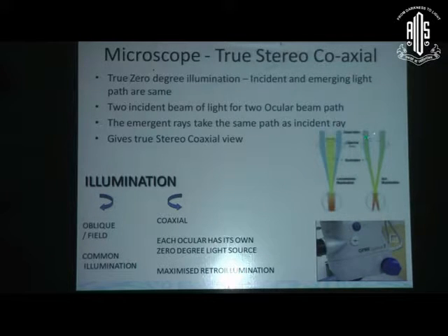But if you look over here, you have one oculus where this is the incident ray, and the emerging ray is also having the same path. It is exactly the same path that the emerging ray has. The incident and the emerging ray have no angle of deviation whatsoever. This is 100% true stereocoaxiality.